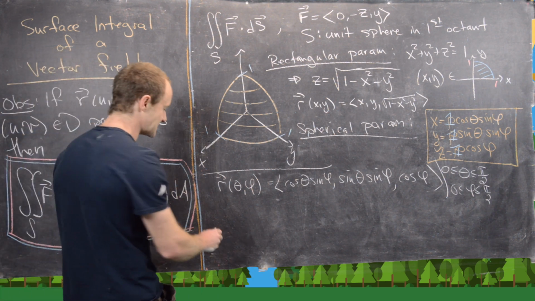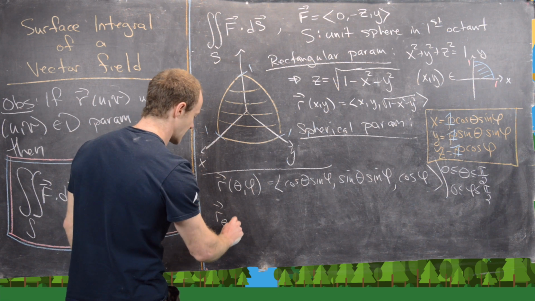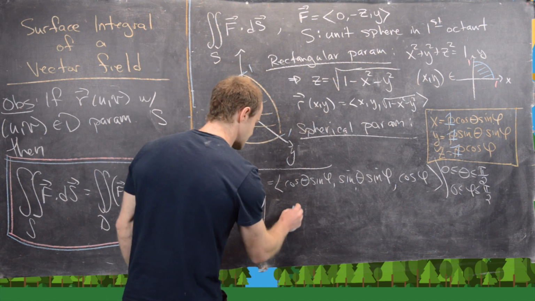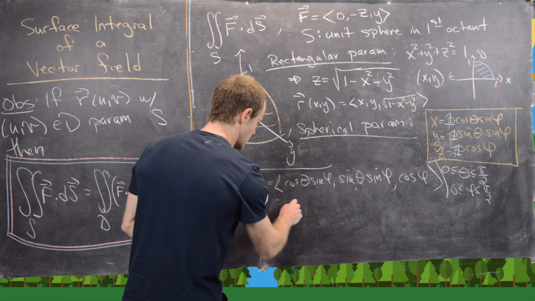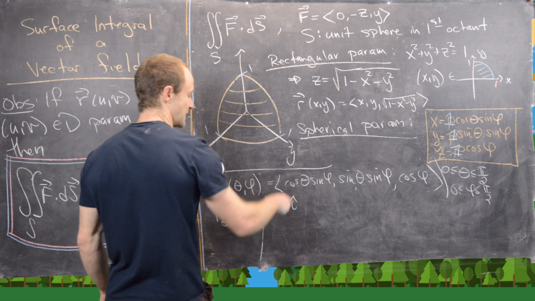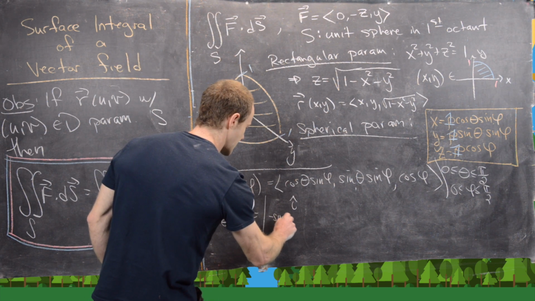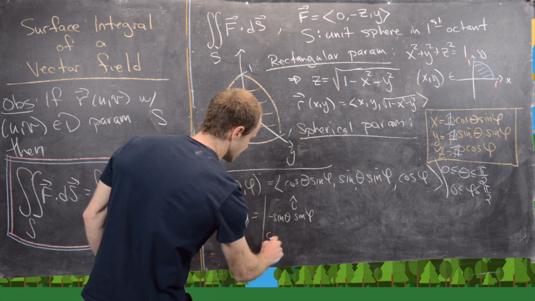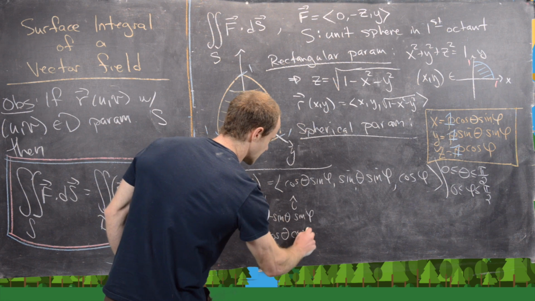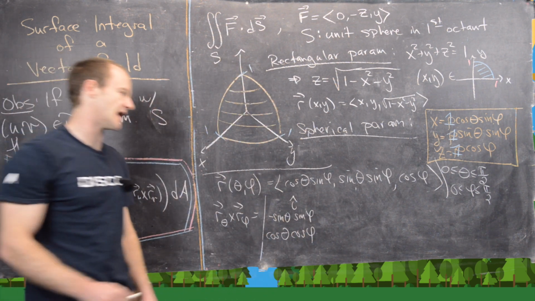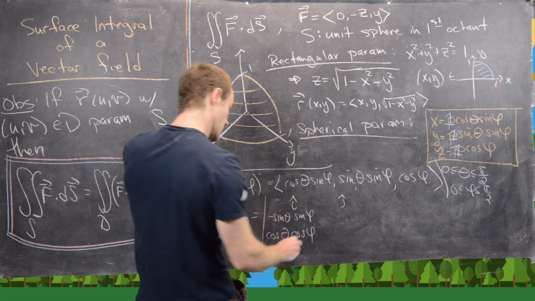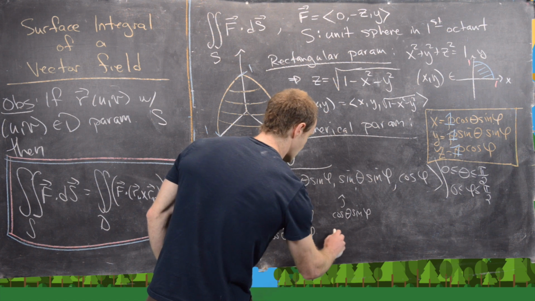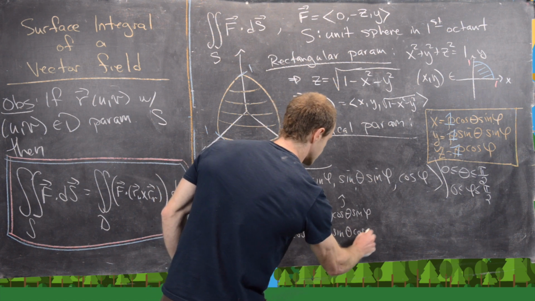Okay, great. Now the next thing we need to do is calculate r theta cross r phi. So we'll use our matrix determinant formula for that. So let's do the I component first. The derivative of this with respect to theta is going to give us minus sine theta sine phi. The derivative of this with respect to phi is going to give us cosine theta cosine phi. So that's what we get under the I component. Now under the J component, we're going to go ahead and get cosine theta sine phi, and then we're going to get sine theta cos phi.